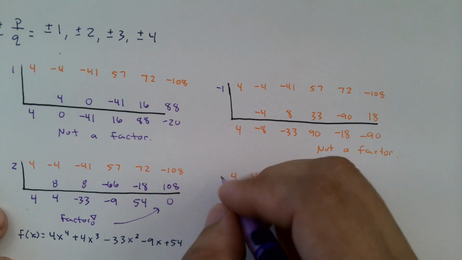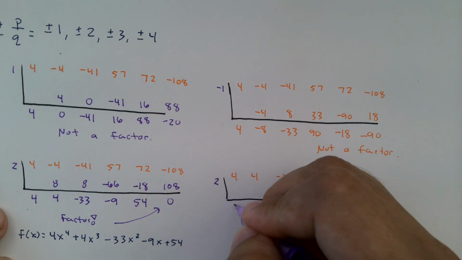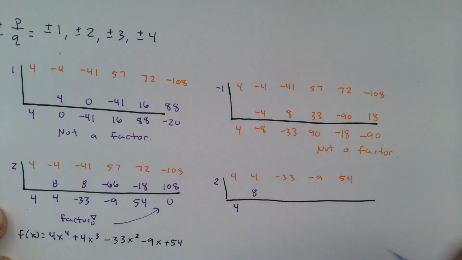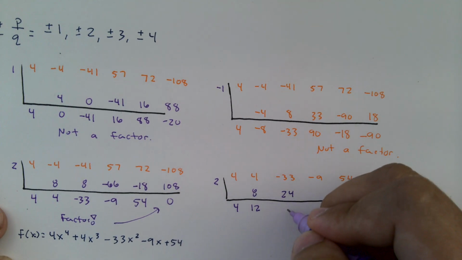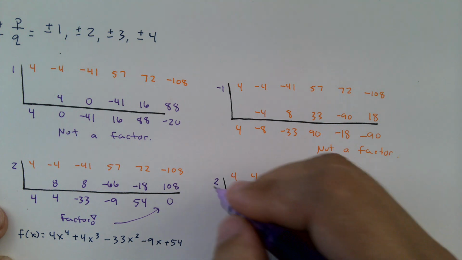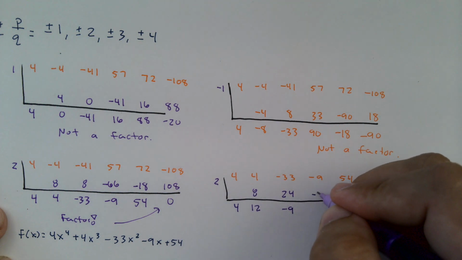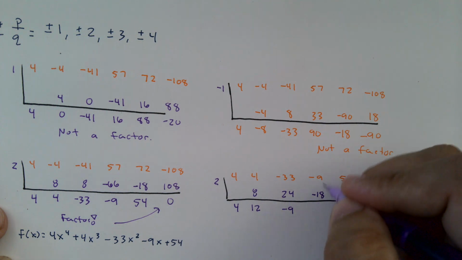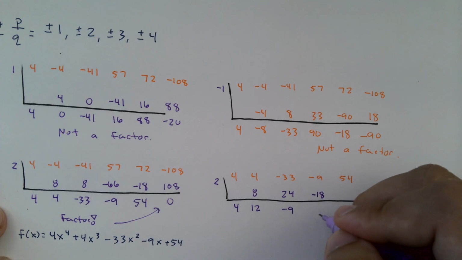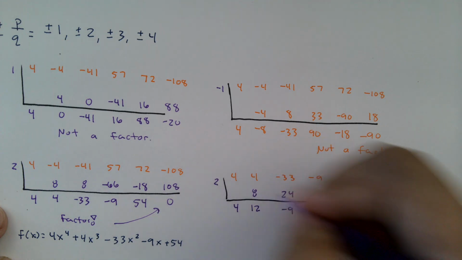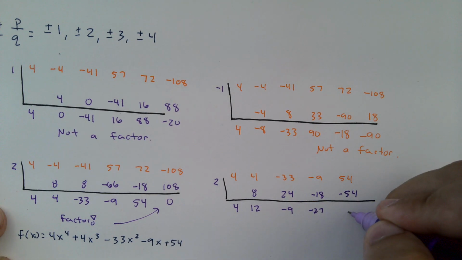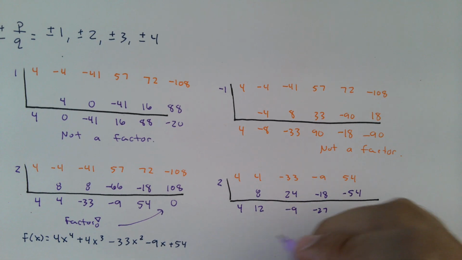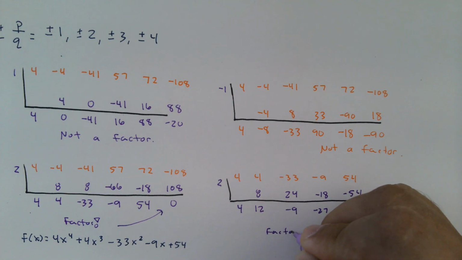Let's test the 2 again. Bring the 4 down. 2 times 4 is 8. 4 plus 8 is 12. 2 times 12 is 24. Negative 33 plus 24 is negative 9. 2 times negative 9 is negative 18. Negative 9 minus 18 is negative 27. 2 times negative 27 is negative 54. 54 minus 54 is 0. Factor. I was kind to myself.